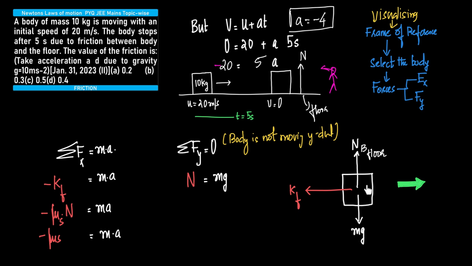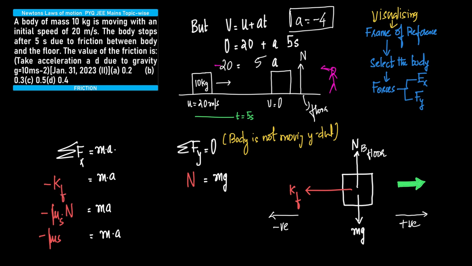But there is motion in the x direction, and therefore sigma fx should be equal to ma. What is sigma fx? The sum of all the forces acting in the x direction. How many forces are there in the x direction here? If you observe the free body diagram, there is only one force, a retarding force, which is kf. And how will you choose the sign convention? All those forces acting along the net direction of motion are taken as positive, and all the forces acting against the net direction of motion are taken as negative, and therefore we take minus kf is equal to ma.